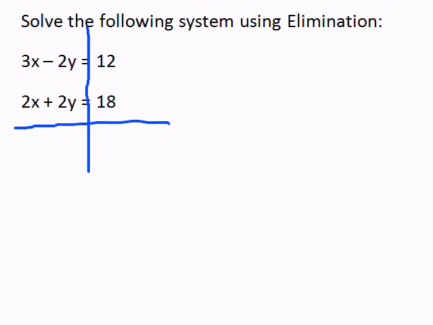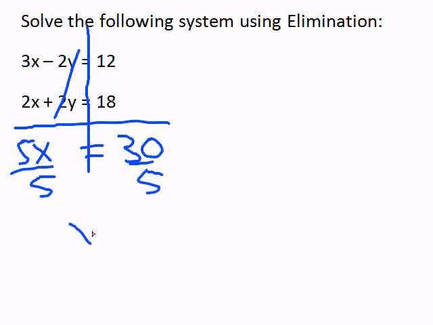So, on the left-hand side of our equal signs, we're going to combine our x terms. 3x plus 2x gives us 5x. Then we combine our y terms. Negative 2y plus 2y is 0y. Equal to 12 plus 18 is 30. Then we divide both sides by 5, and we get x is equal to 6.